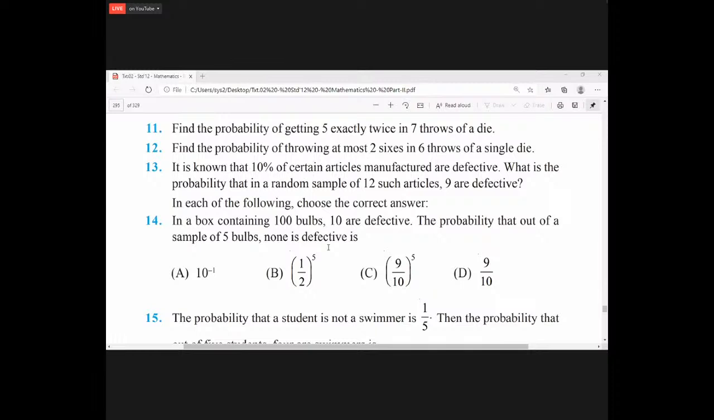12C3 value is 12 into 11 into 10 by 1 into 2 into 3. 6 ones are 6, 6 twos are 12. So it becomes 220 into 9 to the power of 3 by 10 to the power of 12. This is the answer which you should get.